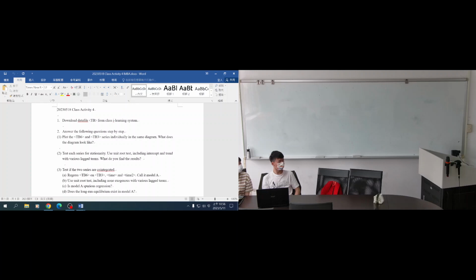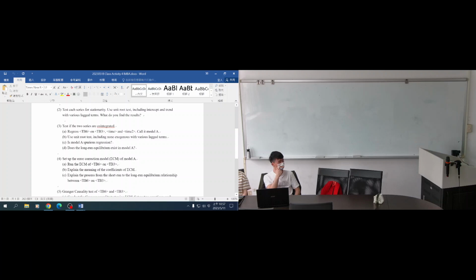Then use the unit root test, including none, with various lag terms. Then ask whether model A is a spurious regression. It means that you need to test whether there is co-integration. After that, I'll say something later because my topic is not finished yet. There are some other questions, which is the ECM, which I wanted to cover just now.